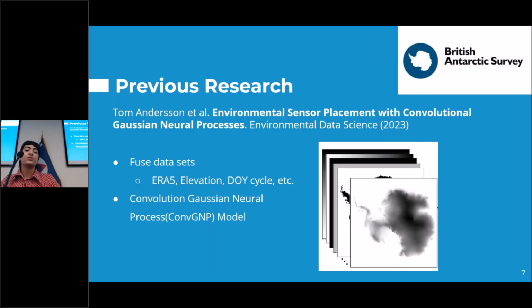So some previous research done is environmental sensor placement with convolution Gaussian neural processes. That is a paper done by individuals at British Antarctic Survey, including Tom Anderson and Dani Jones. And so in this paper, they fused data sets. They looked at ERA 5 reanalysis data, elevation, day of year cycle. So that is including gridded and non-gridded data, which is pretty novel. It also uses a convolution Gaussian neural process model. And how that differs is that it uses a convolution neural network to parameterize, which is a special type that is used in image processing and spatial data.